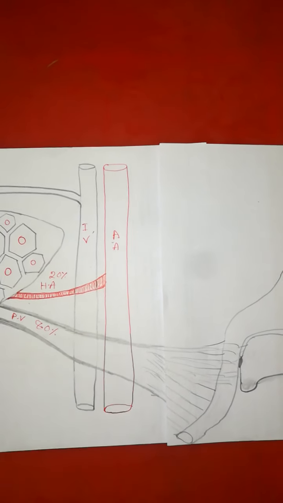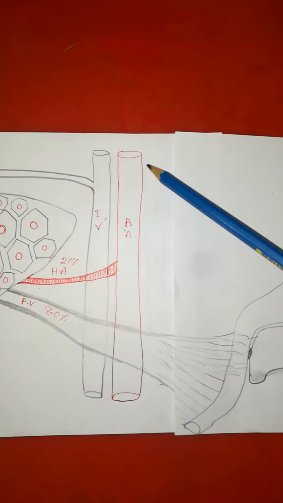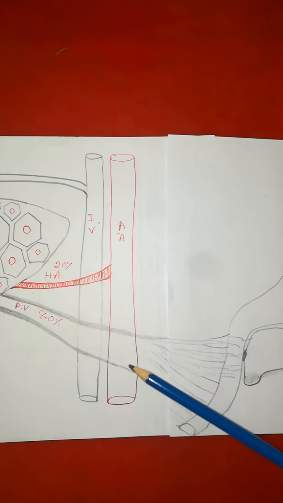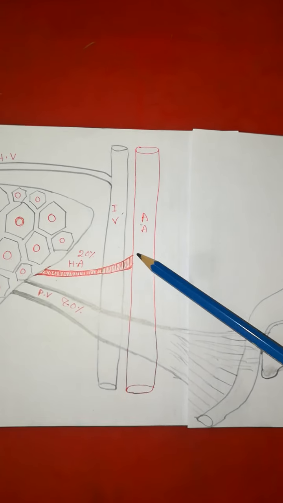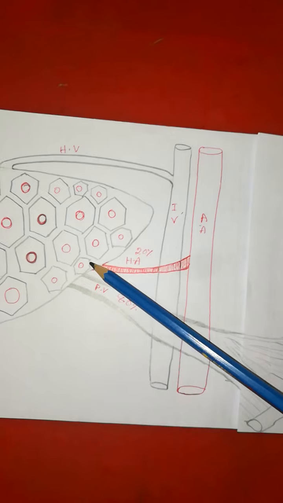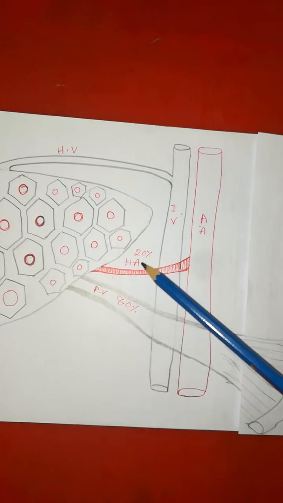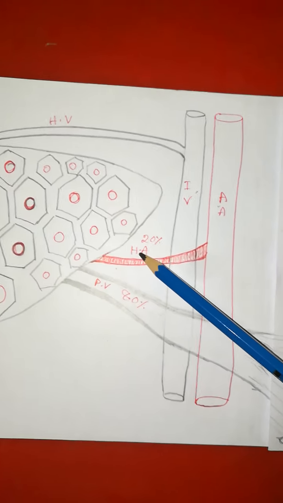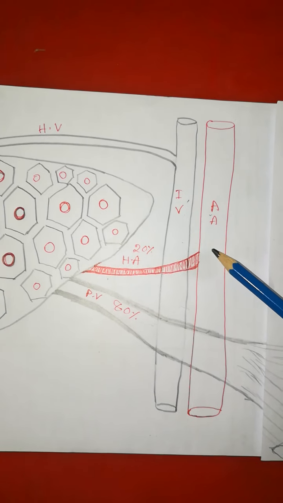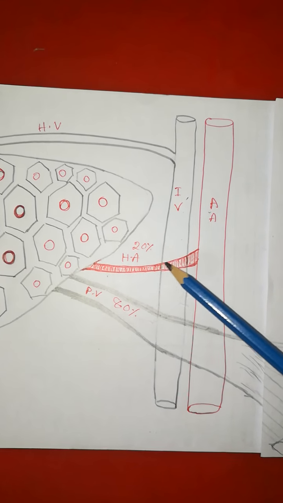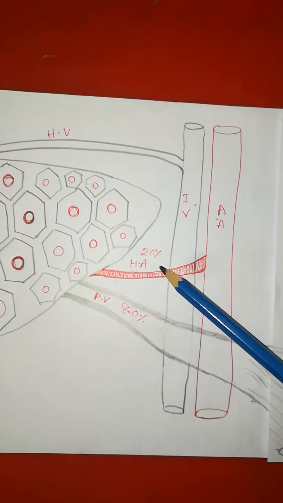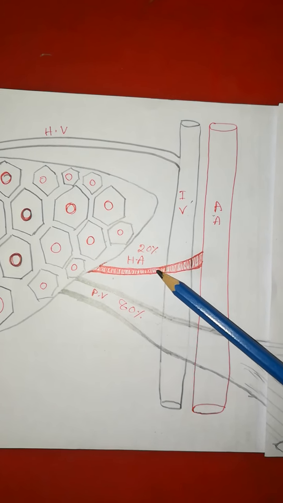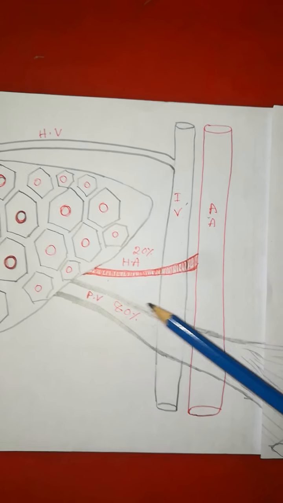Now, this is the abdominal aorta. From the abdominal aorta, the liver is also supplied by the hepatic artery. This one is the hepatic artery. The hepatic artery comes from the abdominal aorta. And this hepatic artery contains more oxygen and less nutrients.